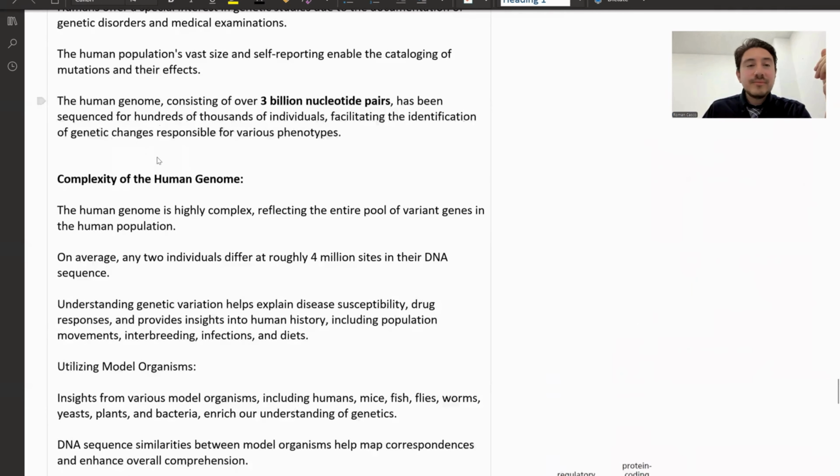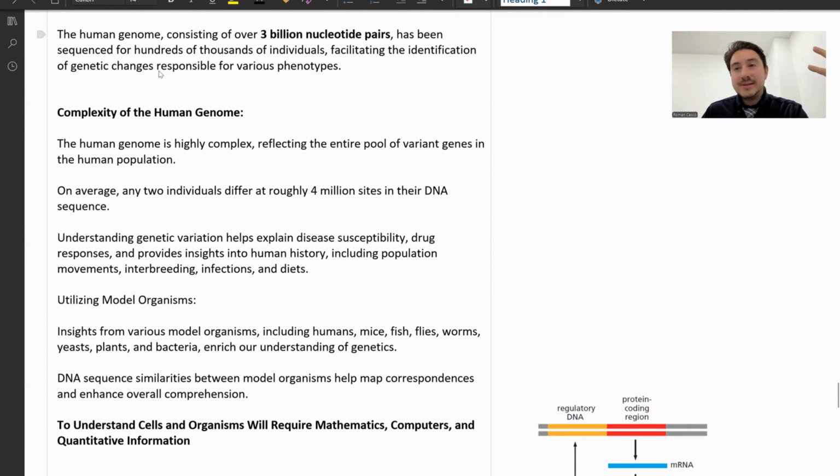So, of course, the human genome, consisting of over 3 billion base pairs, has been sequenced for hundreds of thousands of individuals. So many individuals, which facilitates the identification of genetic change. I don't want to say any; maybe we haven't 100% known every genetic change responsible for various phenotypes, though.